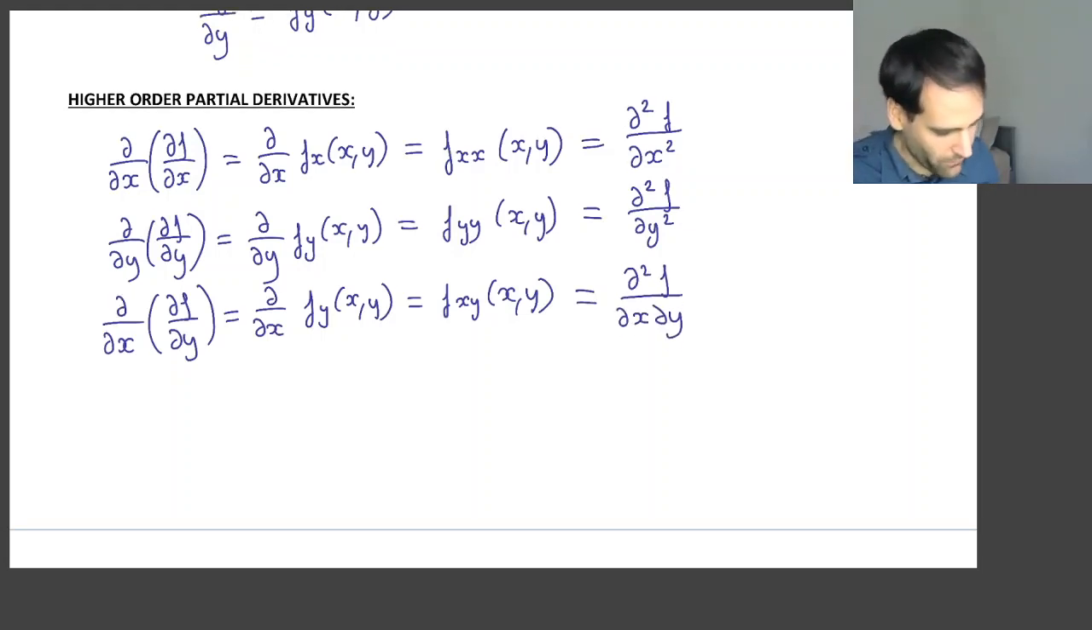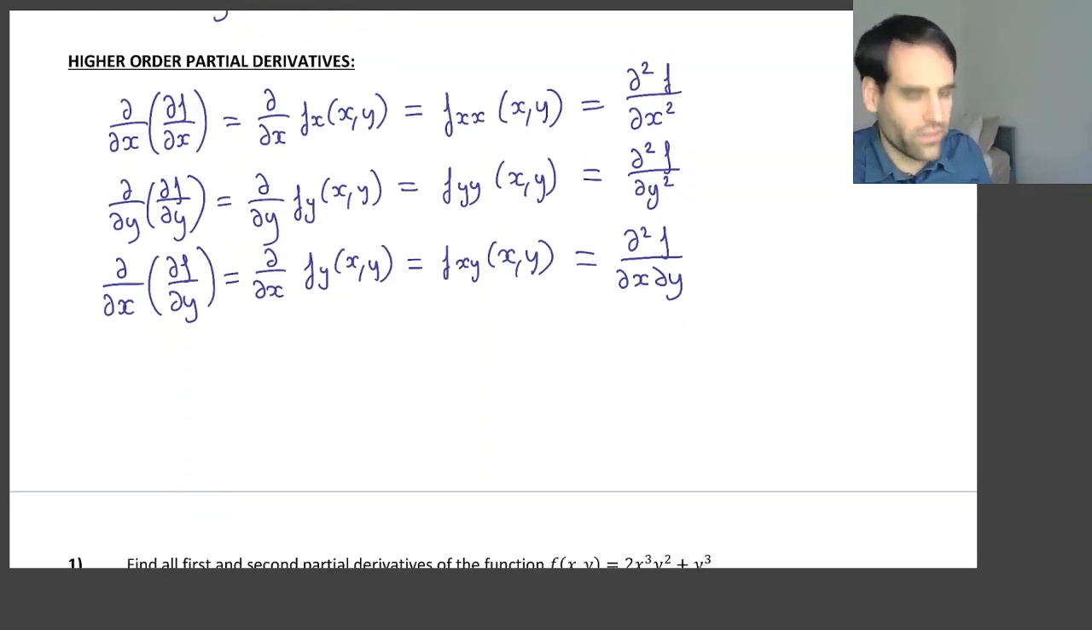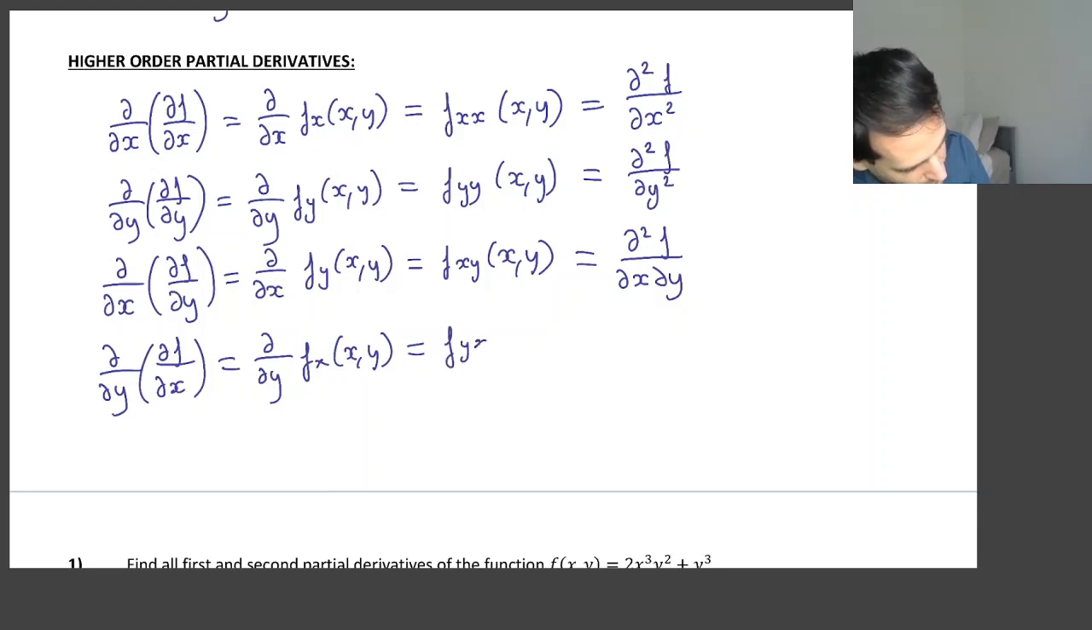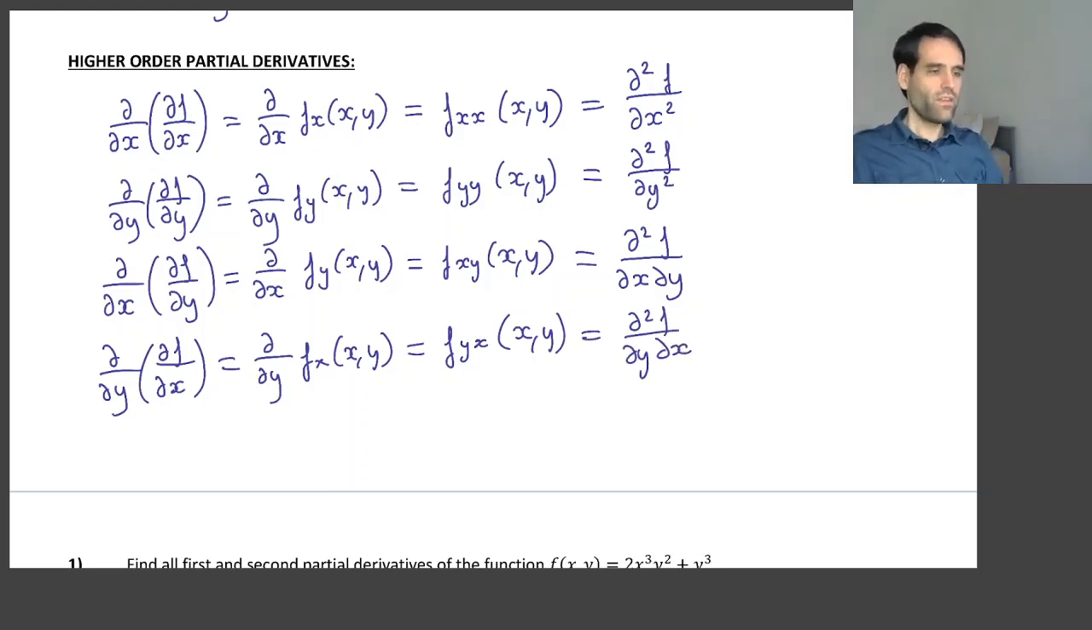And finally there is a final combination for second order partial derivative, which would be the partial with respect to y of the partial of f with respect to x. So everything is identical as before, and this would be f_yx of x, y. Now very interestingly, these are the four possible second order partial derivatives of a two-dimensional function.